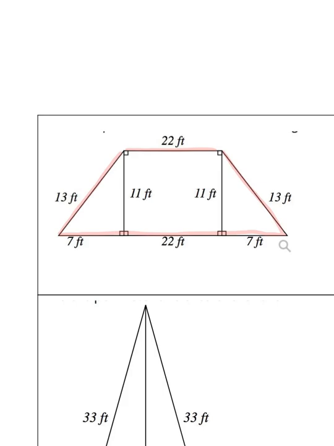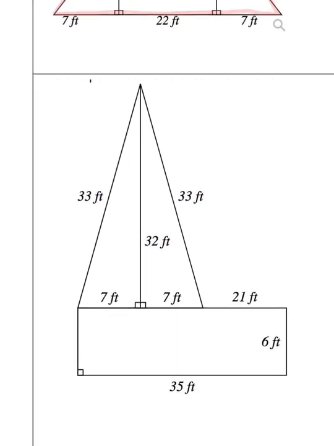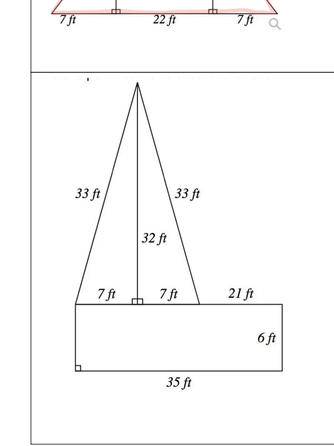All right, and finally, this last problem, if I highlight all the way around the outside of the figure, I need this piece right here, and this piece is the same as this. So this has to be 6. So I need the 6, I need the 33, I need this 33, I need this 21, I need this 6, and I need 35 all the way across. All right, so those are my perimeter sides.